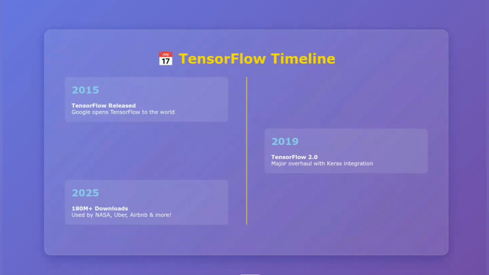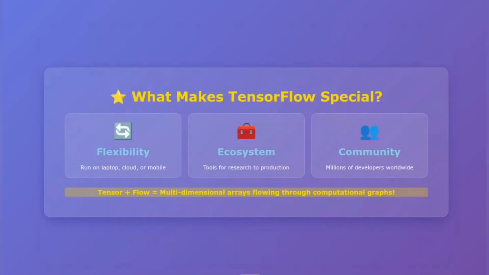Let me give you some quick history. Google released TensorFlow in 2015, and since then, it's been downloaded over 180 million times. Companies like Uber, Airbnb, and even NASA use it daily. What makes TensorFlow special? Three key things. 1. Flexibility. You can run it on your laptop, in the cloud, or even on your phone. 2. Ecosystem. It has tools for everything from research to production. 3. Community. Millions of developers contributing and sharing knowledge.